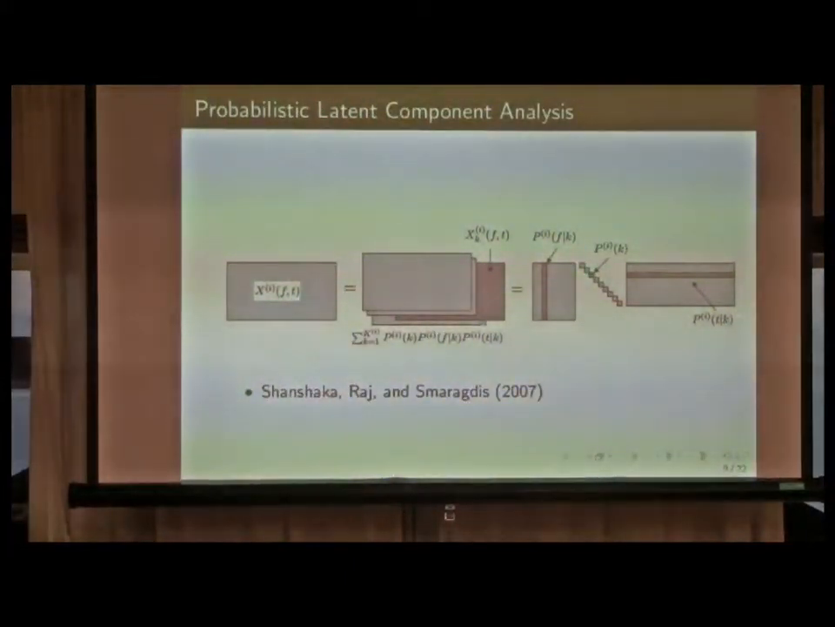It's this thing called probabilistic latent component analysis, where essentially if this is your spectrogram, it consists of mixed components. You can model this as the sum of a bunch of slices. So you think of your spectrogram as being a bunch of layers that are summed together. And what we're going to try to do is access those layers. So we're going to unmix those layers, essentially.